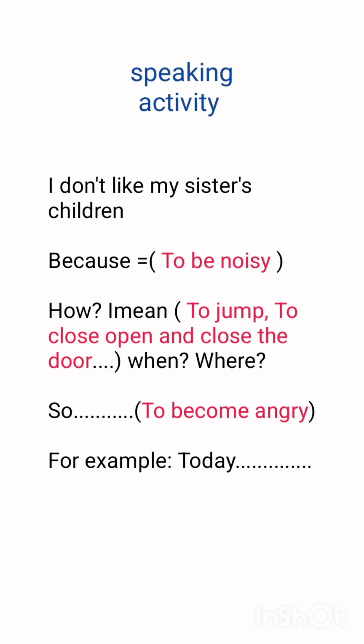Now, here is my speaking activity. I don't like my sister's children because. To help students explain their reasons, I provide them with an adjective that describes their feelings. As I mentioned in my last video, a controlled activity is one where the teacher can predict 100% what the students will say. So, I give them the adjective noisy.